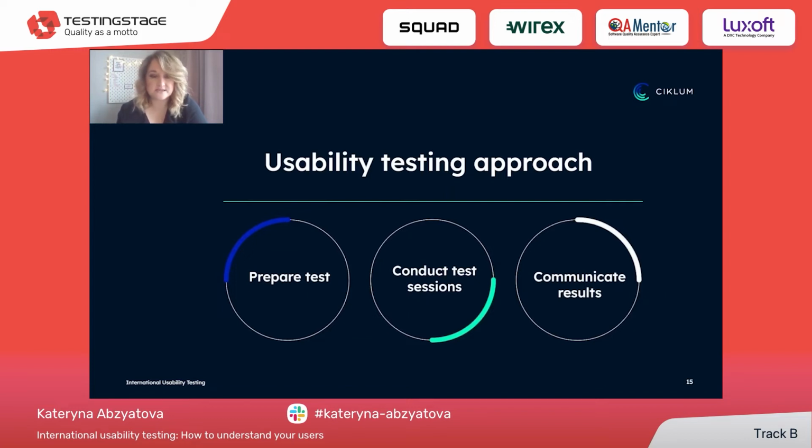So for prepare test, we're creating a usability test plan. It's a short description of the purpose of our test, maybe ways to measure our usability. Maybe we have an objective to show even to our stakeholders some critical usability problems. It can also be part of our test plan objective.